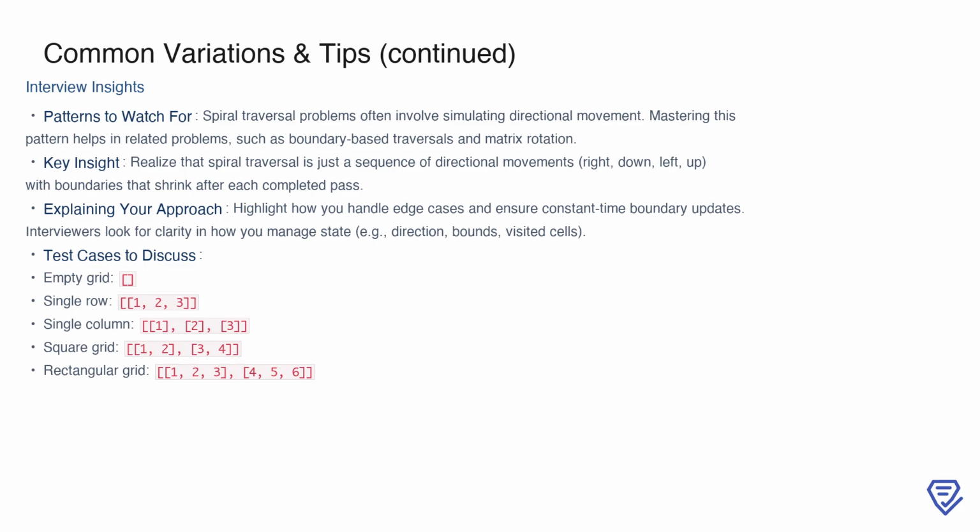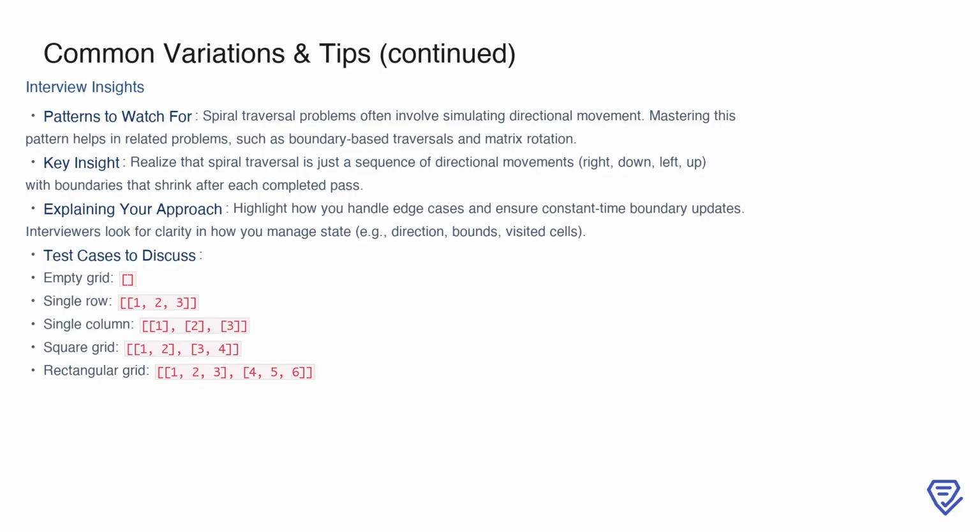Spiral traversal problems often revolve around simulating directional movement, making it crucial to recognize common patterns. At its core, spiral traversal involves moving in a sequence of directions: right, down, left, and up, while shrinking the boundaries after each full pass. This insight simplifies the problem and helps with related tasks like matrix rotation or boundary-based traversal.